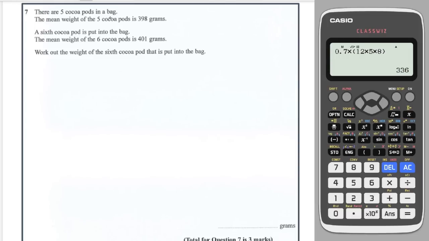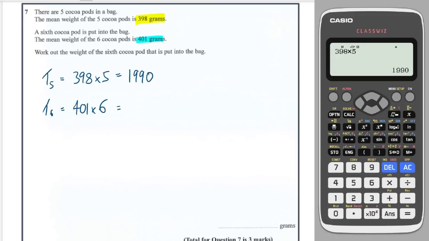Okay, we've got 5 cocoa pods in a bag, and they have a mean weight of 398. And we put a 6th one in, and the new mean weight is 401. Okay, so let's work out the total when there were 5 in the bag. So that will just be the mean multiplied by how many there are. Okay, so 398 multiplied by 5. That gives me 1990.